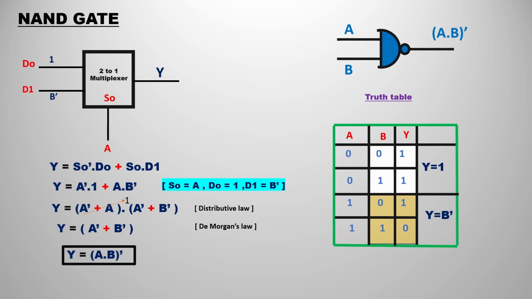After that we have A bar plus A B bar. Again apply the distributive law, that A dot B bar will be distributed to A bar. After that we also know A plus A bar is 1. So finally we have A bar plus B bar. Apply De Morgan's law again, and that is our final output expression of the NAND gate, (A dot B) whole bar.